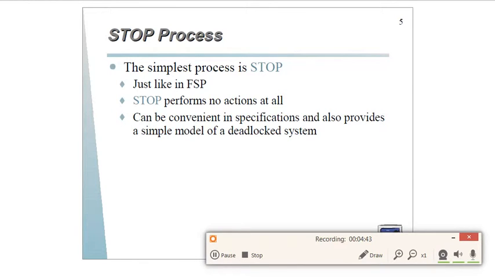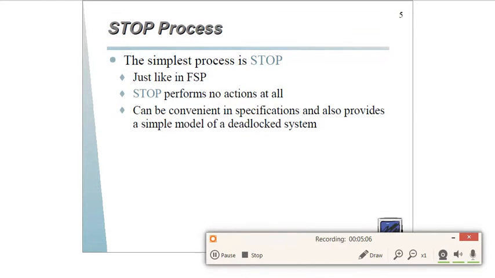It can be convenient in the specification and also provide a simple model of a deadlock system. Suppose you have a system where the phrase goes: in order to make money you need money. Now if you don't have the money, how could you make money? It brings a deadlock system. Therefore the stop process came into being.